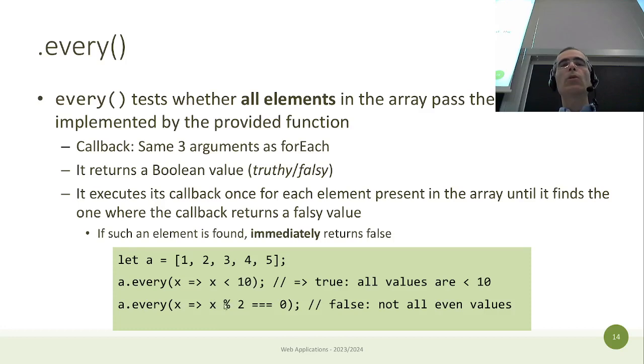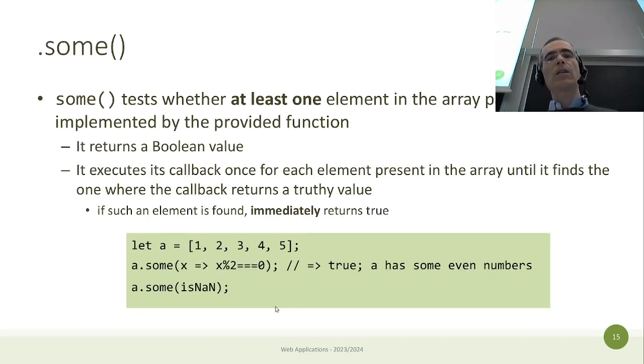This is another example. This is the modulo operator, the remainder of the integer division. Here we check if all numbers are even, and of course this is not the case. And some tests whether at least one element in the array passes the test. So unlike every, here one is enough. There is at least one element that is even. Yes, so this will return true.